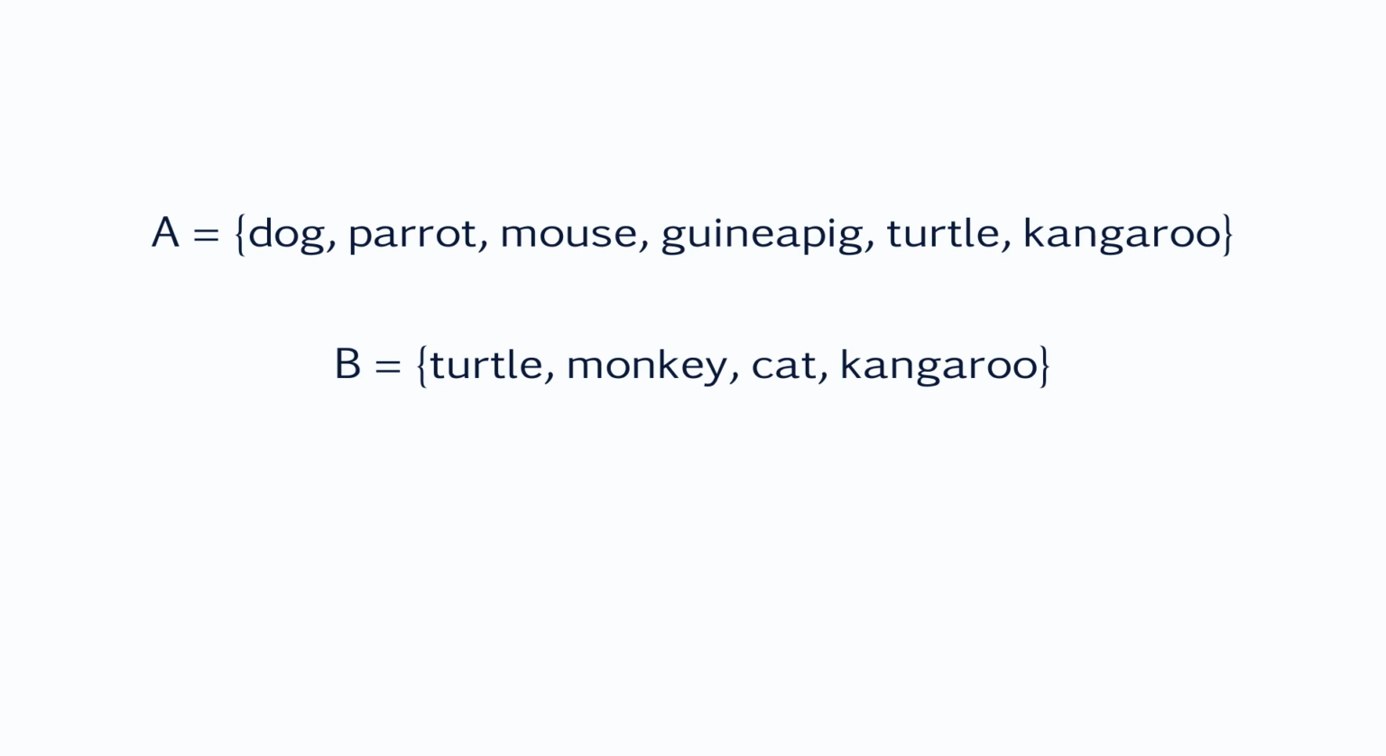Do any of the pets in set A also show up in set B? Yes, you both have a turtle and a kangaroo. And there you go. The intersection of set A and B, which represents the pets you have in common, is turtle and kangaroo. Let's look at another example, this time involving three sets.